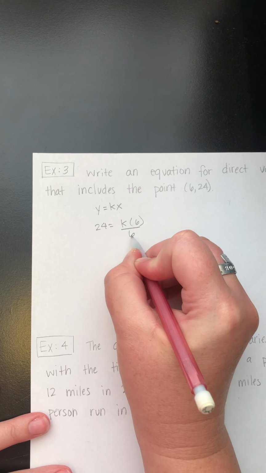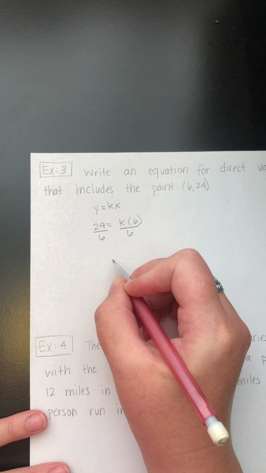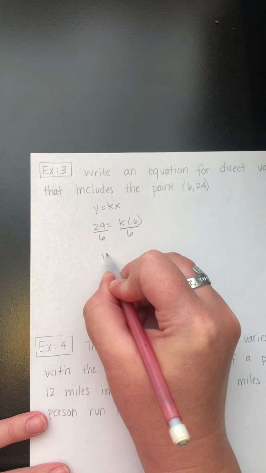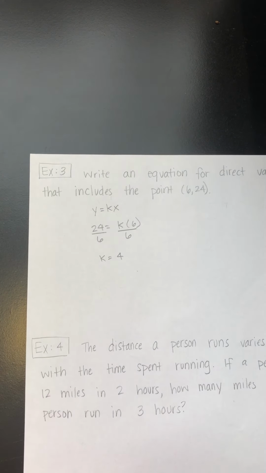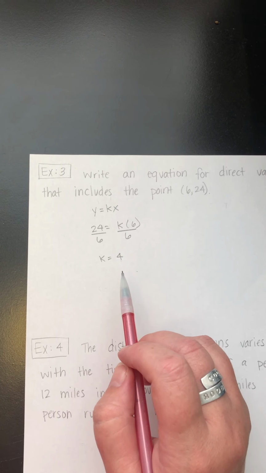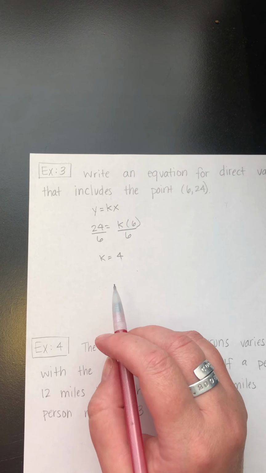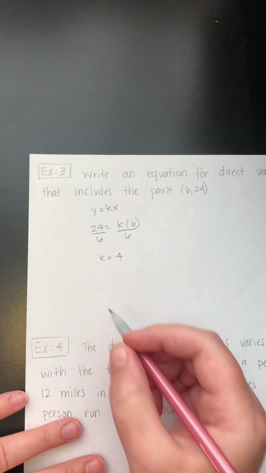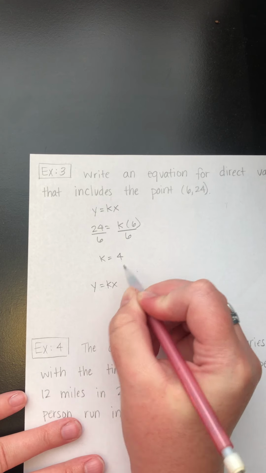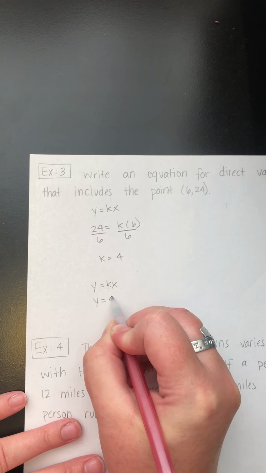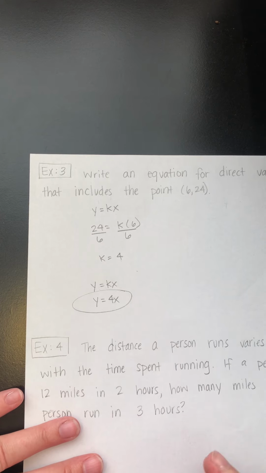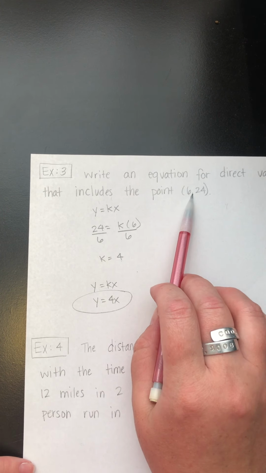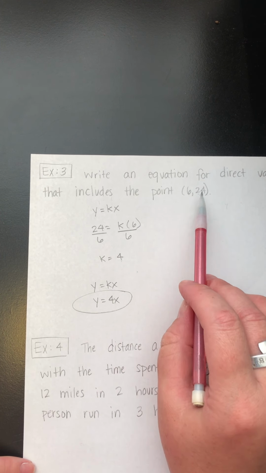So to solve for k, you divide by 6. 24 divided by 6 equals 4. So we have our constant, your constant of variation. It's always going to be some number right here. Now what we need to do to write our equation is just plug this 4 back into our direct variation form. y equals kx. So if we plug 4 in for k, y equals 4x. This is the equation for direct variation that goes through this point, 6, 24.